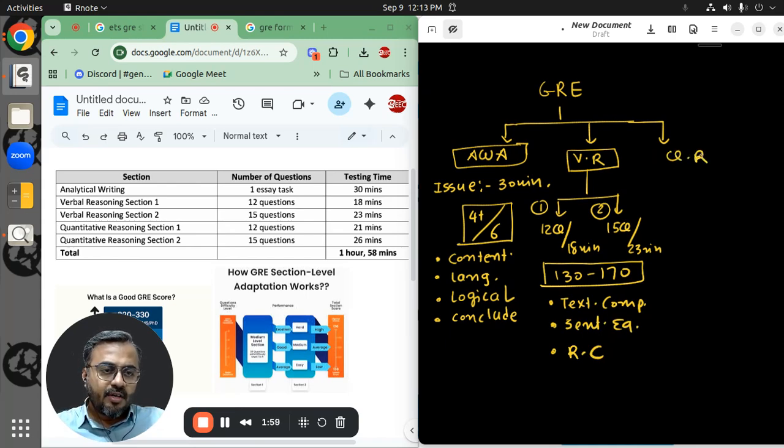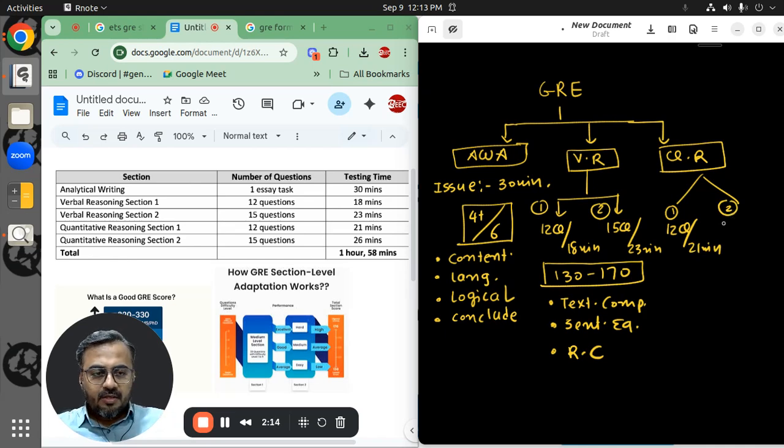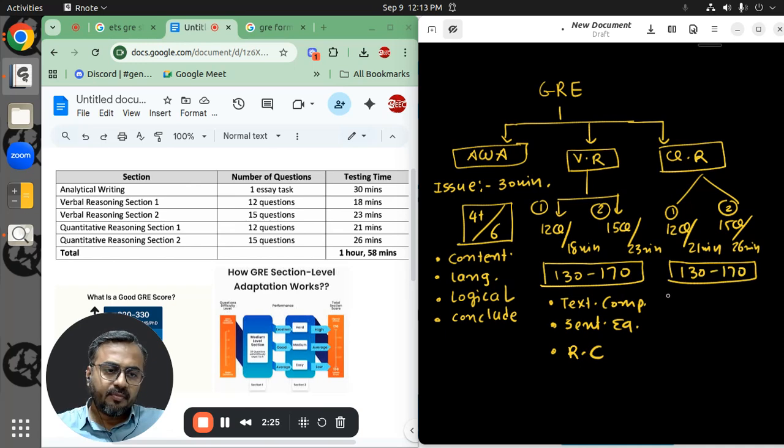The third one is quantitative reasoning. It is also divided in two subsections. First one is 12 questions and you have 21 minutes to answer it. Second is of 15 questions. You get 26 minutes to answer it. Scale score is again the same, 130 to 170. Question type is MCQ. Multiple choice question, 5 options. One choice you need to select, which is the most appropriate one for that question.